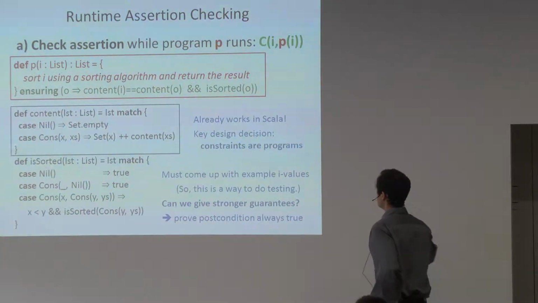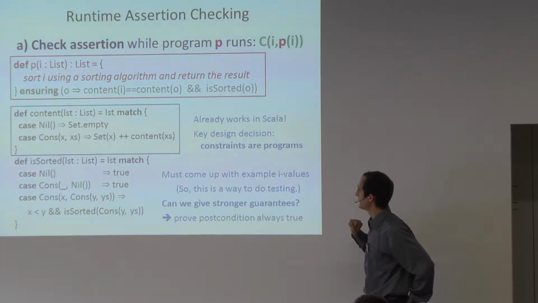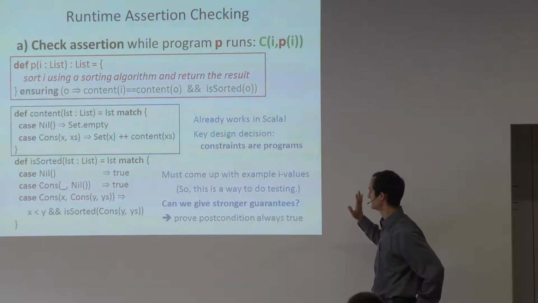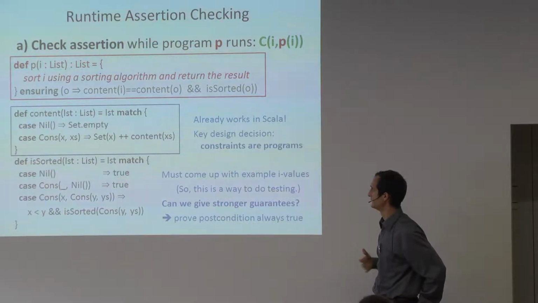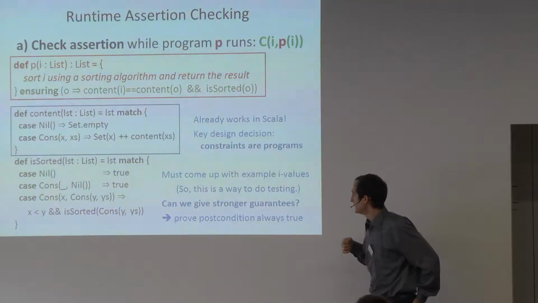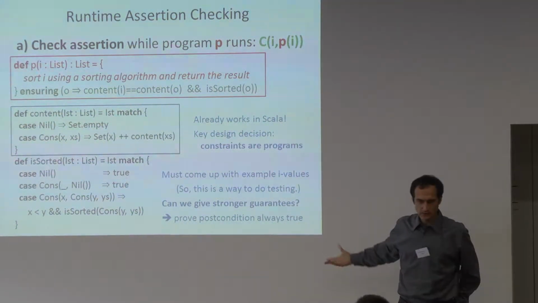Okay, so this works by construction without any special techniques, because we have chosen that our constraints are programs. If constraints, for example, had some quantified predicates or were otherwise more expressive, then we would not be able to do it that way. Now, so how do we give some stronger guarantees?